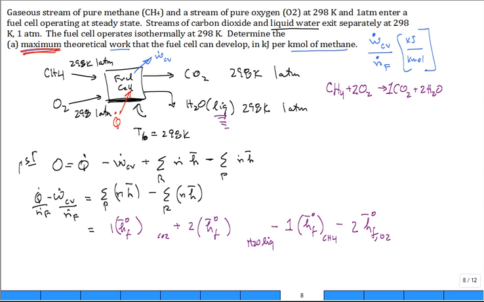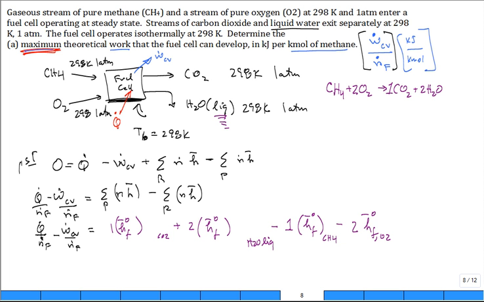Now, at this point, I don't know what Q dot over N dot is. It could be non-zero. It probably is not equal to 0. And I'm really interested in this term, W dot CV over N dot F. That's the term I'm interested in. Isn't that what I want to compute? My answer? So really everything on the right-hand side of this equation is determinable. I go get the enthalpies of formation. I get the whole right-hand side computed. But I have 2 unknowns on the left-hand side.